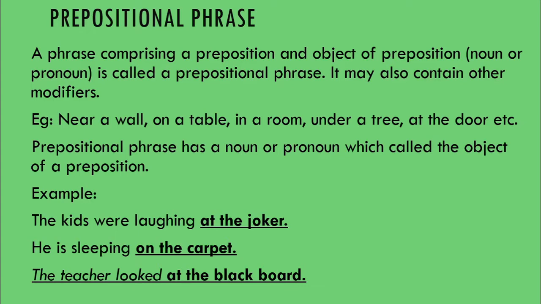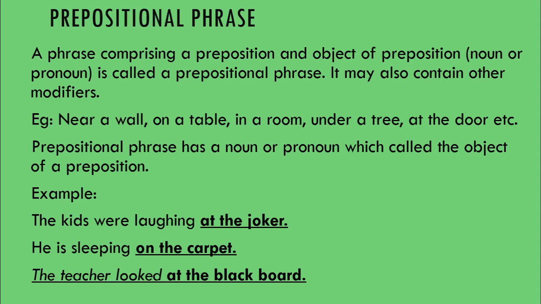So here, at the joker, this is a small part of a sentence. Here we don't have any subject or finite verb. Rather, this small part of the sentence is used as a noun here. And also, this part of the sentence is used as an object here. He is sleeping on the carpet. So on the carpet, this small part of the sentence is used in this sentence as a phrase.